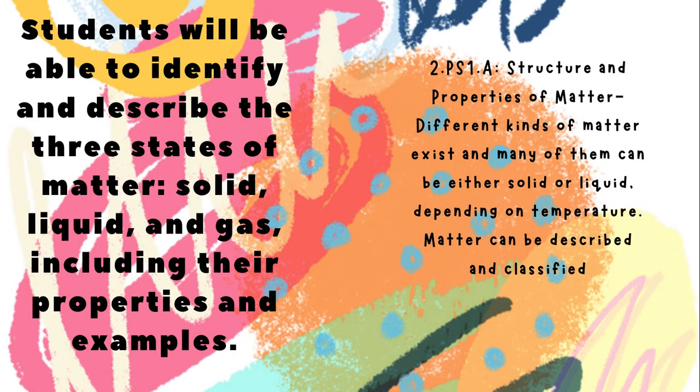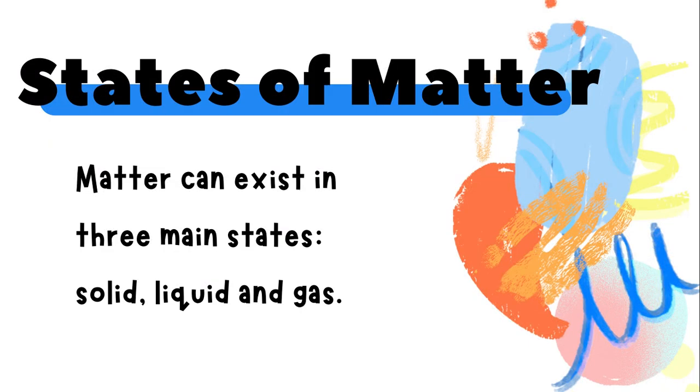It's mostly direct instruction. My objective is students will be able to identify and describe the three states of matter: solid, liquid, and gas, including their properties and examples. The Arkansas State Standard is under physical science, and it's structure and properties of matter. Different kinds of matter exist, and many of them can either be solid or liquid depending on temperature. Matter can be described and classified.